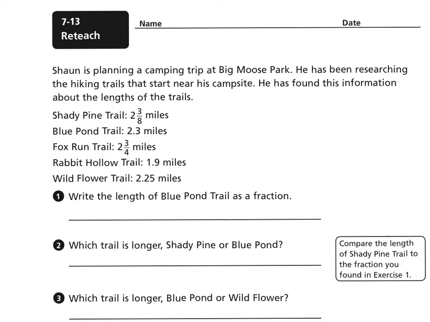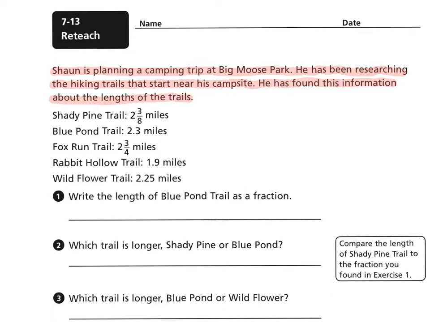Follow along with me. You should have your pencil or your finger out, ready to follow along as I read. It says, Sean is planning a camping trip at Big Moose Park. He has been researching the hiking trails that start near his campsite. He has found this information about the lengths of the trails.